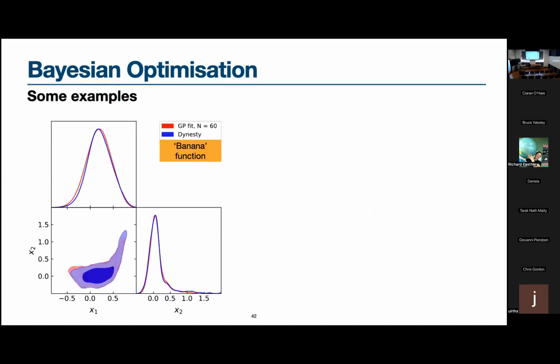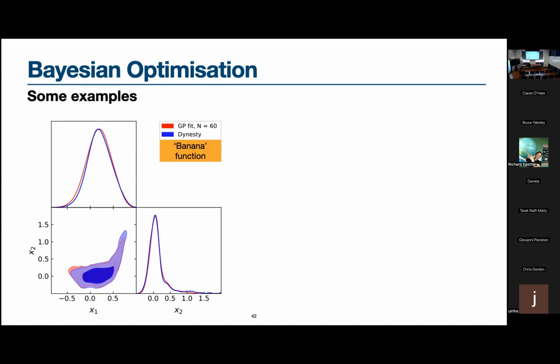So here are some more complicated examples in 2 dimensions. The first one is what is called the banana function, because it looks a bit like a banana. It has this curved degeneracy, which can sometimes be an issue for MCMC samplers. And I compare here the prediction from our Gaussian process or Bayesian optimization fit with the parameter posteriors from the nested sampler dynesty. You'll see that the agreement is excellent, and we did this in 60 samples of the algorithm.